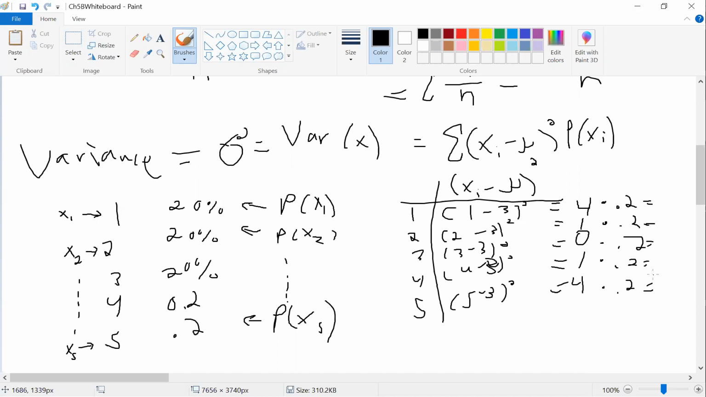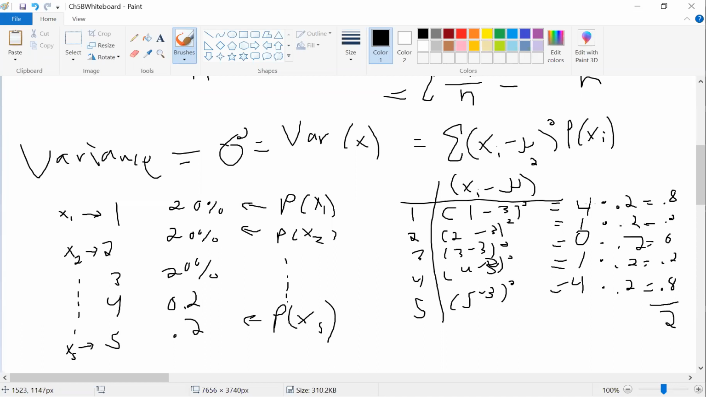Four times 0.2 is 4/5, so that'll be 0.8. Same thing down here because it's the same calculation. 0.2 of 1, that's just 0.2. Now we add them all together. 0.8 plus 0.2 is 1, plus 0.2, 1.2, plus 0.8, that's 2. That's it. We're done. We don't have to divide by n because we've already accounted for that with our different probabilities.